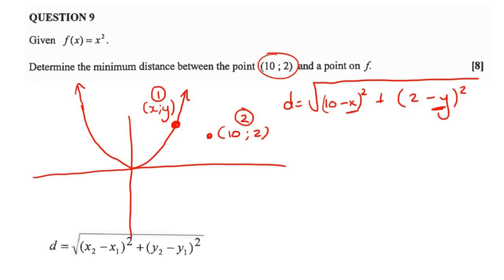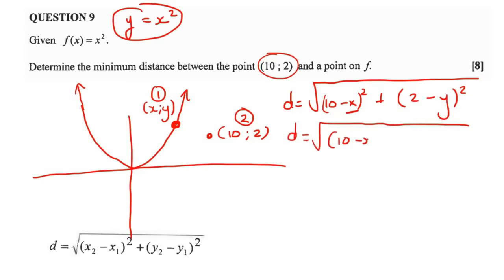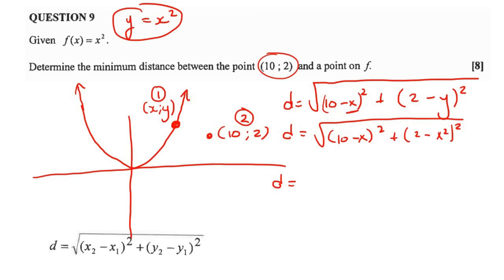I'm sorry. So what we'll do is, we know that this is an equation over here, and I'm just going to write it as y equals x squared. And so that is literally the equation that we'll use. By now, some of you are probably like, oh, why didn't I see that in the test? So we have 10 minus x squared plus 2 minus x squared to the power of 2. Okay, now I'm just going to neaten everything up inside that square root.